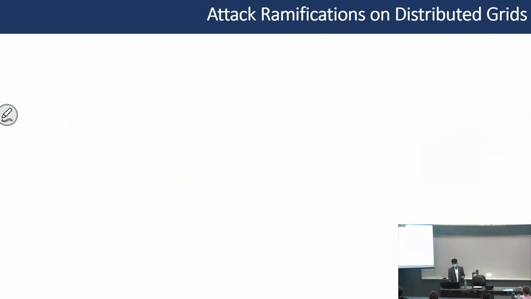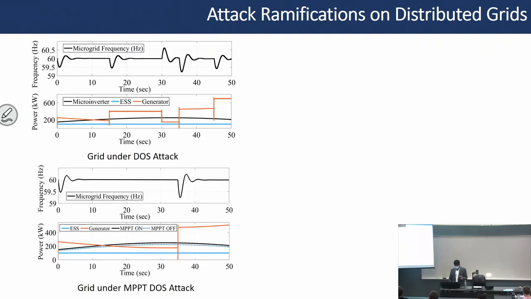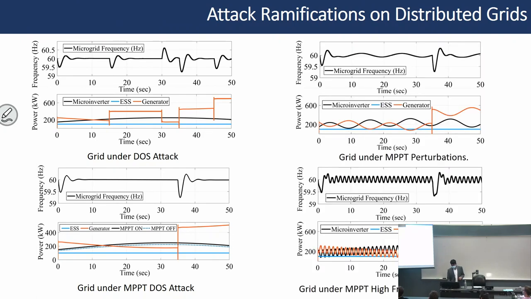So let's look at how this works. Look at the attack results. These are examples of the DOS attacks. The DOS attacks actually result in brownouts, load sheddings, and sometimes total power loss. And the perturbation attack actually destabilizes the controller and the power generation system, which results in power instability. Okay?